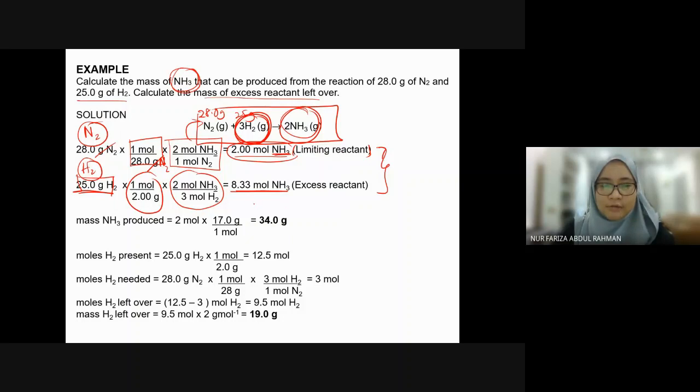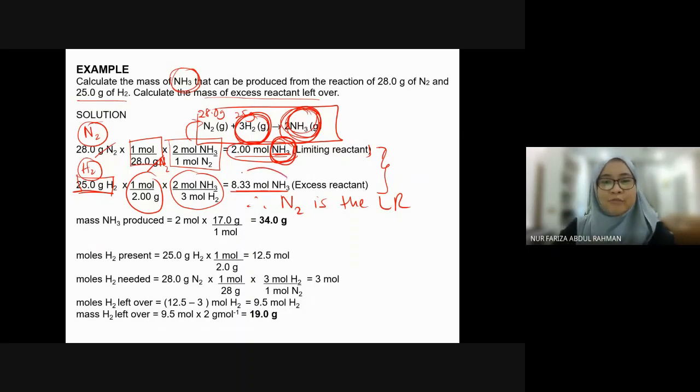You kena tulis dekat bawah tu, therefore, nitrogen is the limiting reactant. Because ammonia is the product. Ammonia ni produk, bukan reactant. Reactant is, we have nitrogen and hydrogen. So between these two, nitrogen is the limiting reactant. So obviously, hydrogen will be the excess reactant. Betul tak? Automatically. Okay, alright.